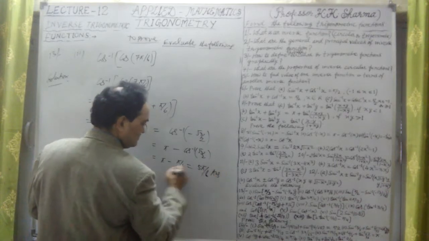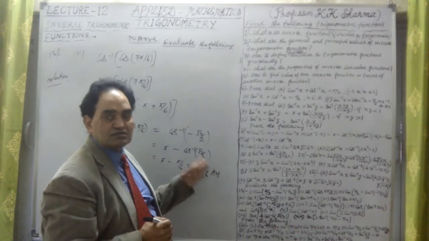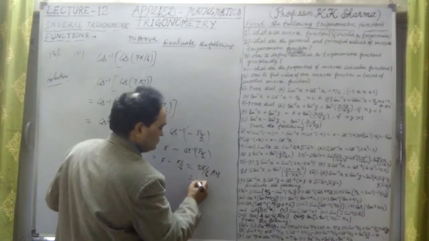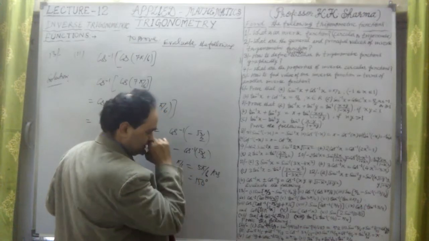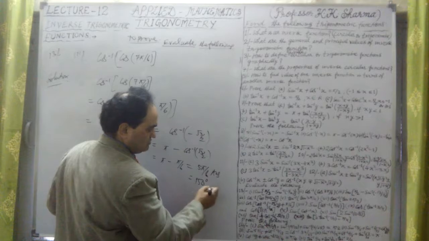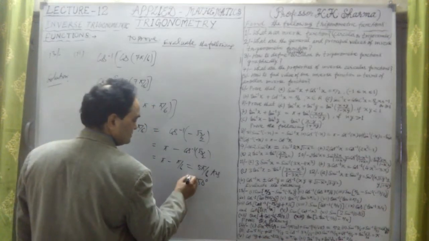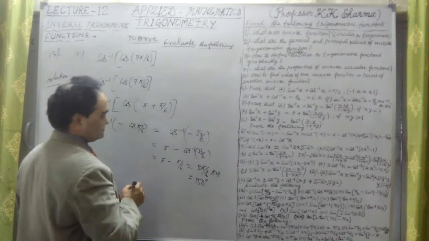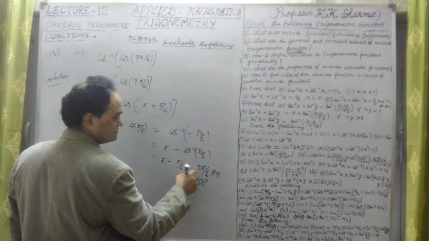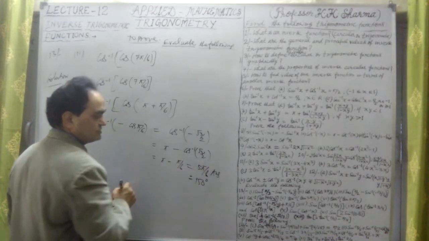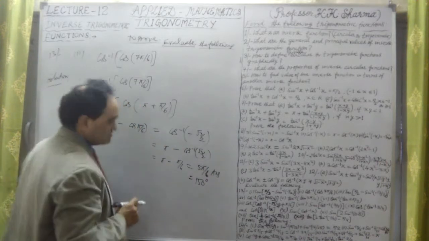Now 5 pi by 6 means pi by 6 is 30 degree, and 30 into 5 is 150 degree. In sexagesimal terms you write 150 degree. In the radians of circular functions, you write 5 pi by 6. 5 pi by 6 is the answer. Okay, this is the second part.